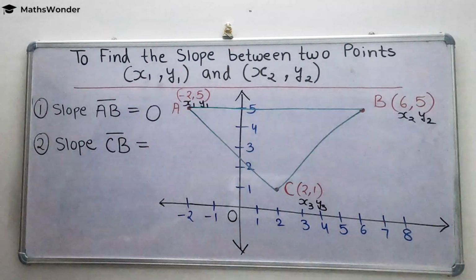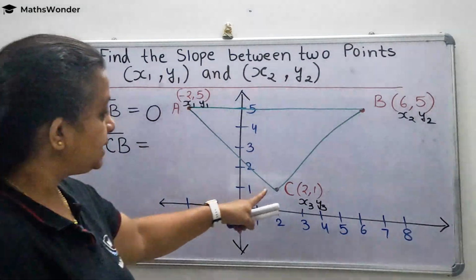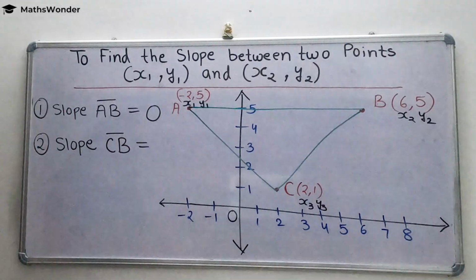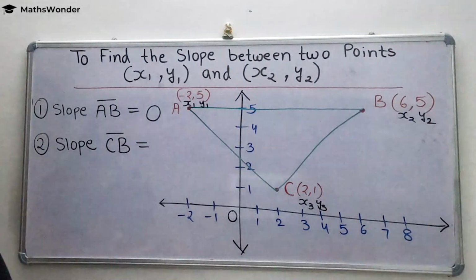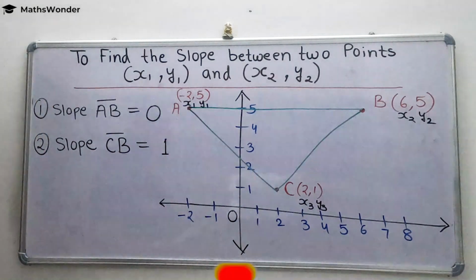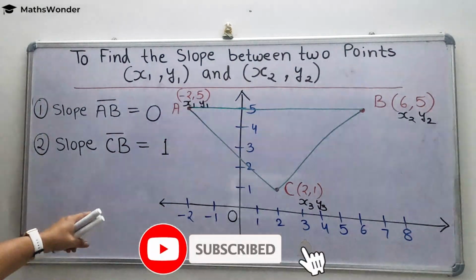Now find the slope of CB. CB means B you will write first and C you will write second. So basically y2 minus y3 over x2 minus x3. When you find it, you will get 1, which is positive, according to our fact number 4. What was fact number 4?